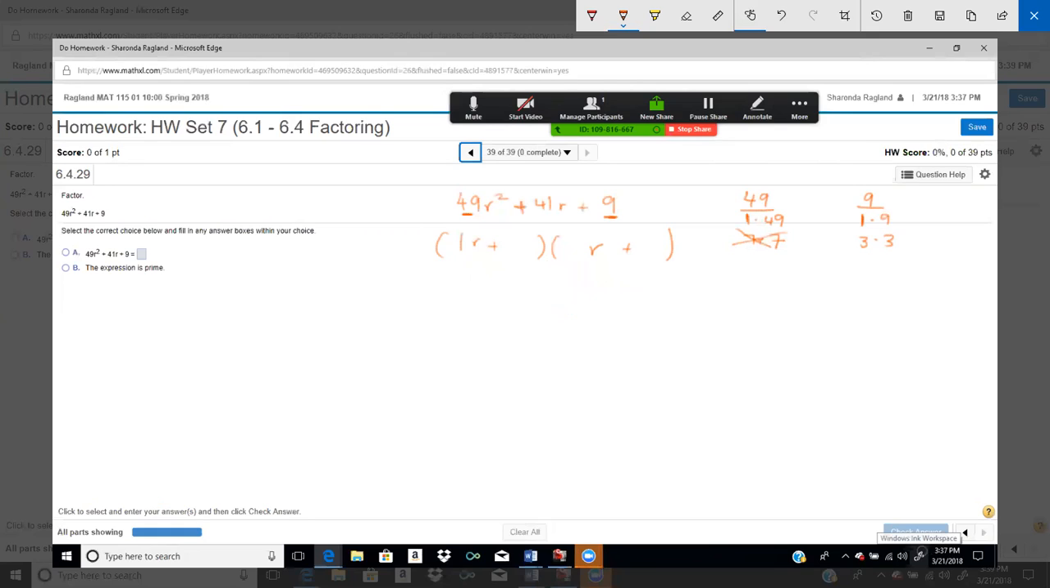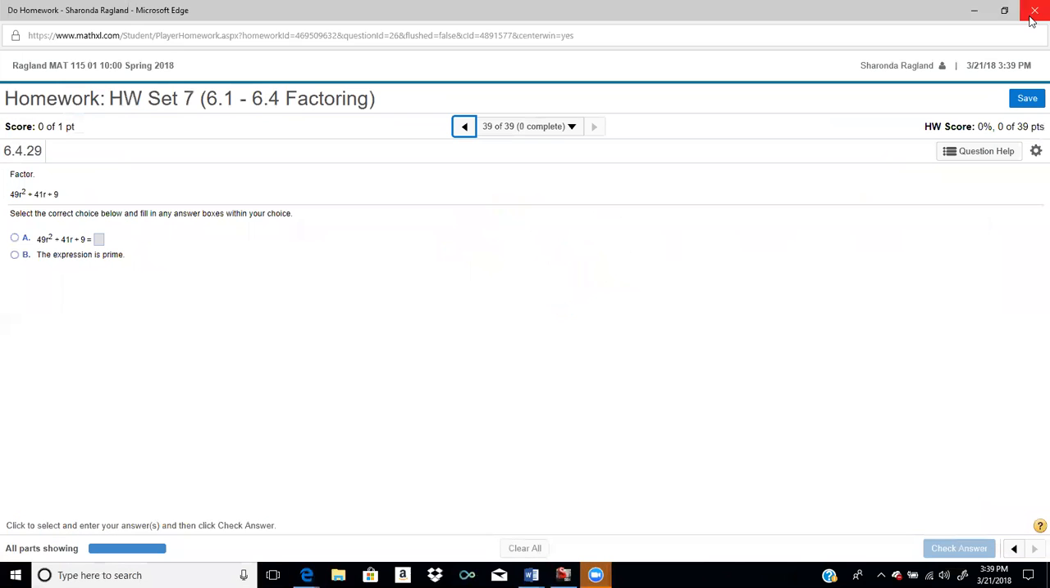So even if we try the 1 and 49, we see right away that the middle term is 41. That's way over 40, over 41. So that's not going to work because we're going to be adding, not subtracting. So it doesn't work. So what is your conclusion? The conclusion is that the expression is prime, okay? So not all polynomials can be factored. Good.